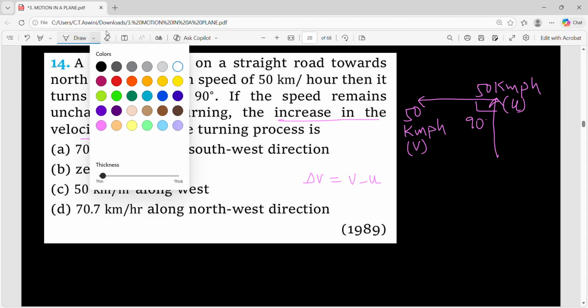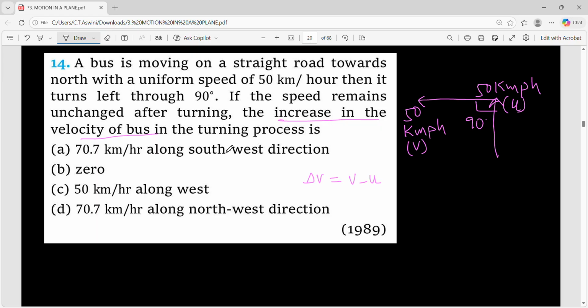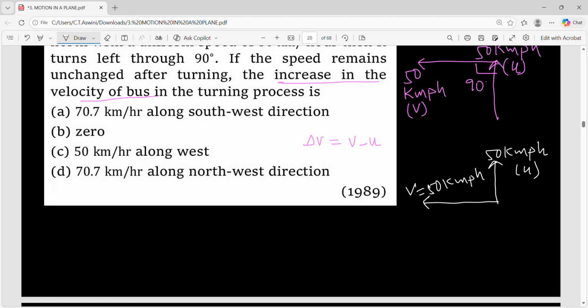So what are we supposed to do? It is minus u. So you have to change the direction of u. So we'll do one thing. Initially u was upward, right? 50 kilometers per hour. This was initially u. And this is our final velocity direction and this is also 50 kilometers per hour. Now you have to change the direction of u. Instead of north, this time you have to take it towards south. Then it becomes minus u, 50 kilometers per hour. Magnitude is same, direction is reverse now.